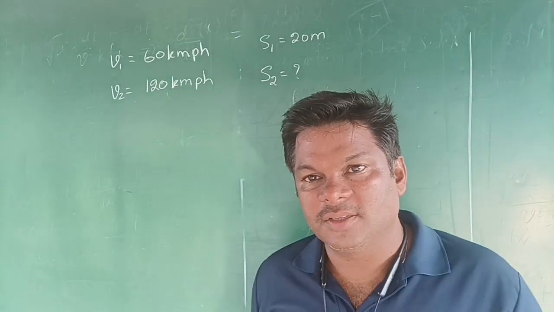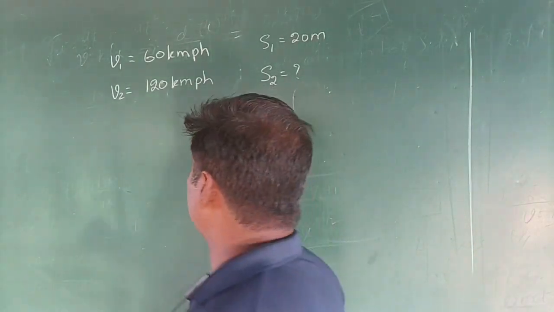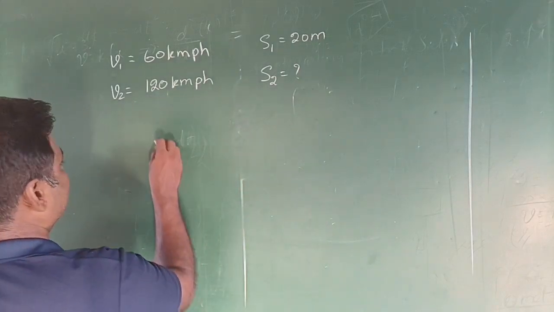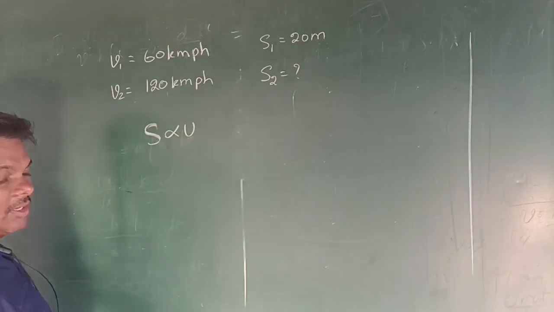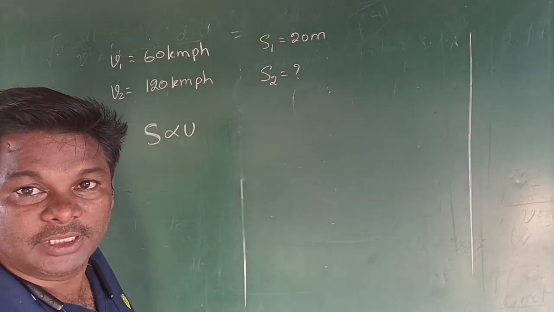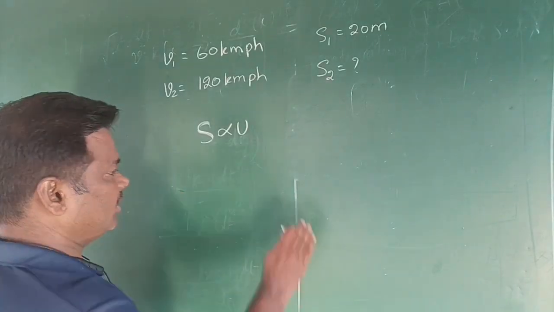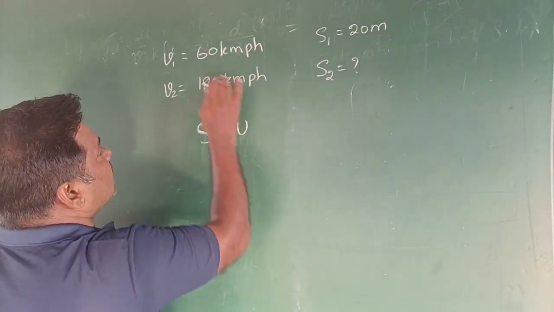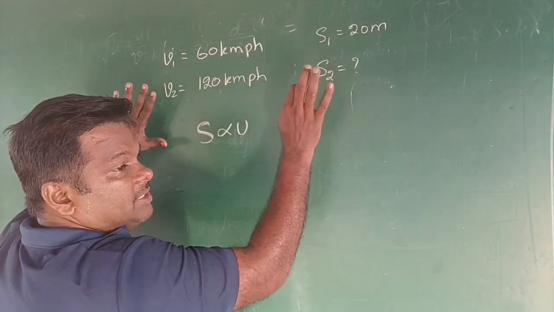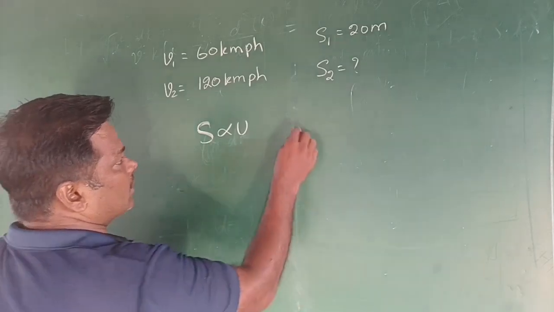So here you all know the relation between displacement and velocity. In general, everyone will write like this: displacement is directly proportional to velocity. Here it won't work out. So how to proceed? Look, here they decelerate with the same deceleration, so your equation must contain acceleration.